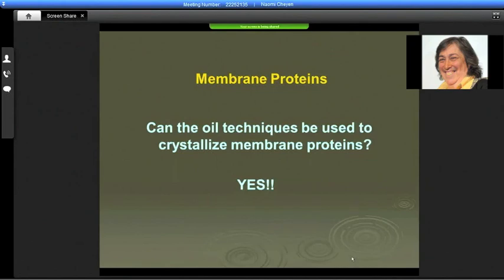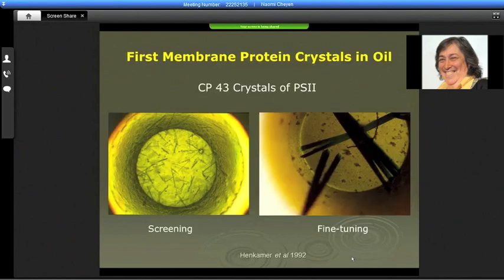Now, one question that many people ask is, can the oil techniques be used to crystallize membrane proteins? And the surprising answer is that you can. And this is really counterintuitive, because you'd think that these are lipophilic and that they would go into the oil. And interestingly, this doesn't happen. And the very first membrane protein crystals in oil were of CP43 from photosystem 2. That was before photosystem 2 was actually crystallized.